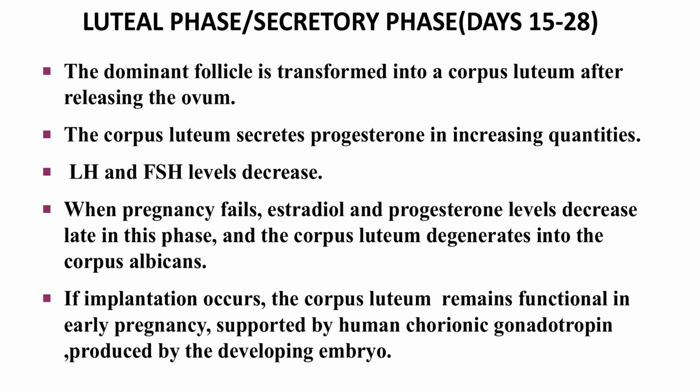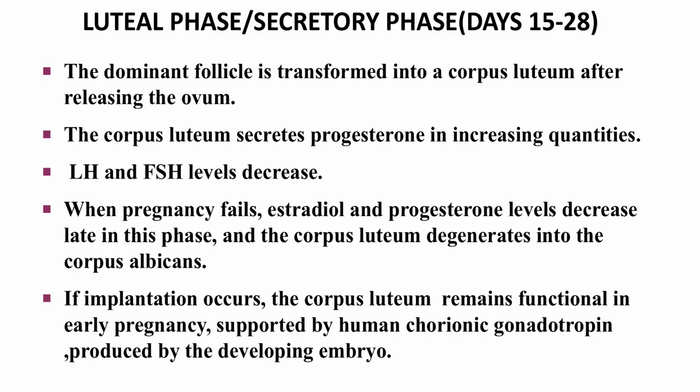Now, next to that is your secretory phase or your luteal phase. What is it? Now, it takes place from day 15 to 28. In this phase, the dominant follicle is transformed into a corpus luteum, and the ova which is already released in the ovulatory phase, both of these they will work in coordination. Now, the released ovum will travel through the fallopian tube, and the corpus luteum will increase the progesterone secretions. Now, LH and FSH level will decrease because we no more require follicular genesis.